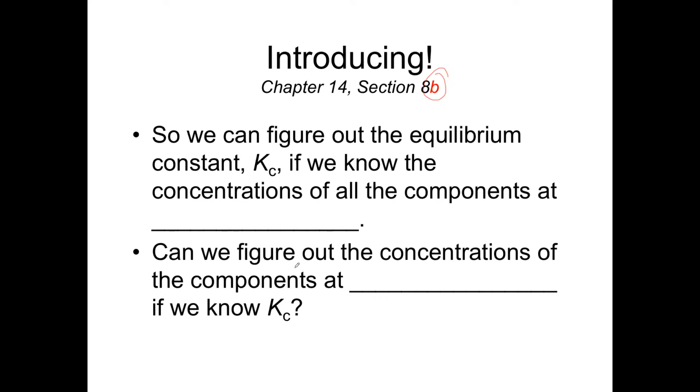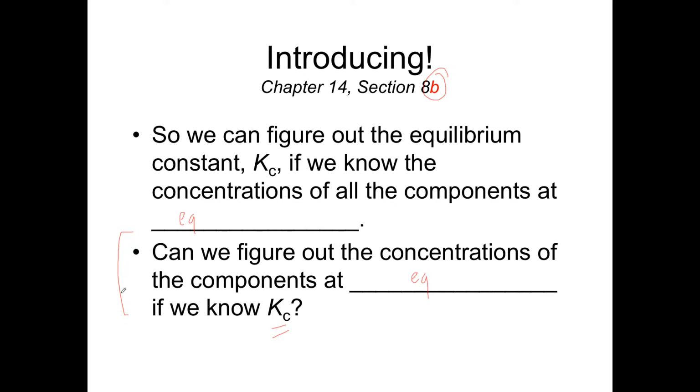Okay, so the question that we asked in the beginning of the first video for this section was, or rather, it's not a question, we can figure out the equilibrium constant Kc if we know all the concentrations of the components at equilibrium. If that's true, can we figure out the concentrations of the components at equilibrium if we know the equilibrium constant, right? So we're still working on that question, this question down here. And we looked at a simple scenario in the last video where we knew the concentrations of everything except one.